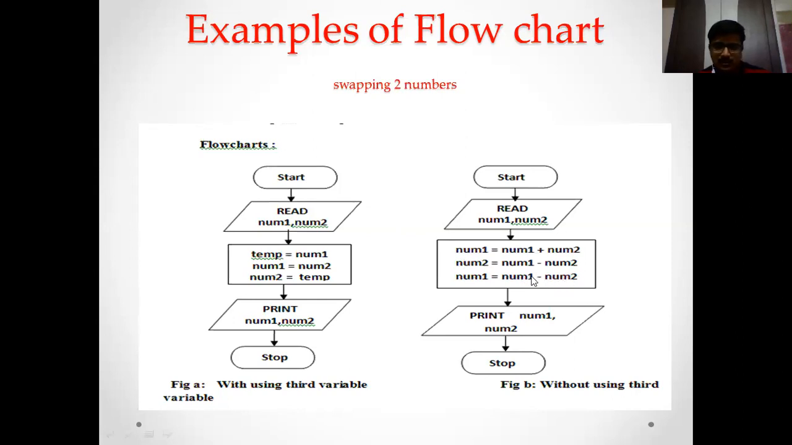Sorry, num2 is 10. So 30 minus 10 becomes 20, and 20 will be assigned to num1. Therefore num1 has become 20 and num2 has become 10. So print the values of num1 and num2 and then stop. So this is how the flow will be.